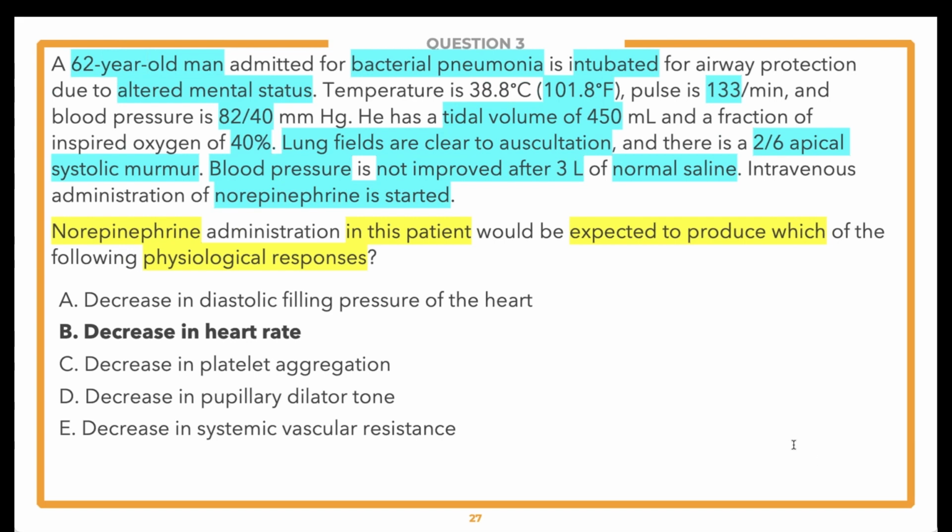Decrease in platelet aggregation. Once again, the opposite. The effects of norepi at the alpha-2 receptor will actually cause an increase in platelet aggregation. That's why B is correct. We also talked about A when we talked about why B was correct. You're not going to have that decreased feeling here. You're going to have an increase in it.